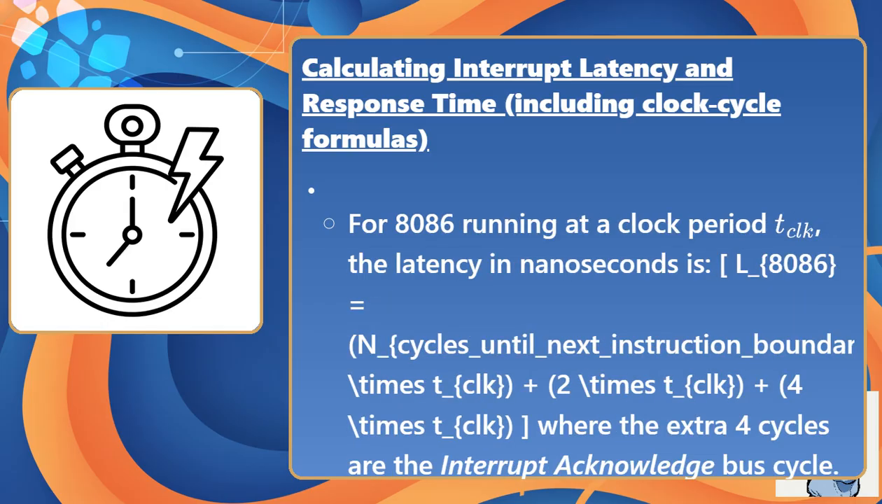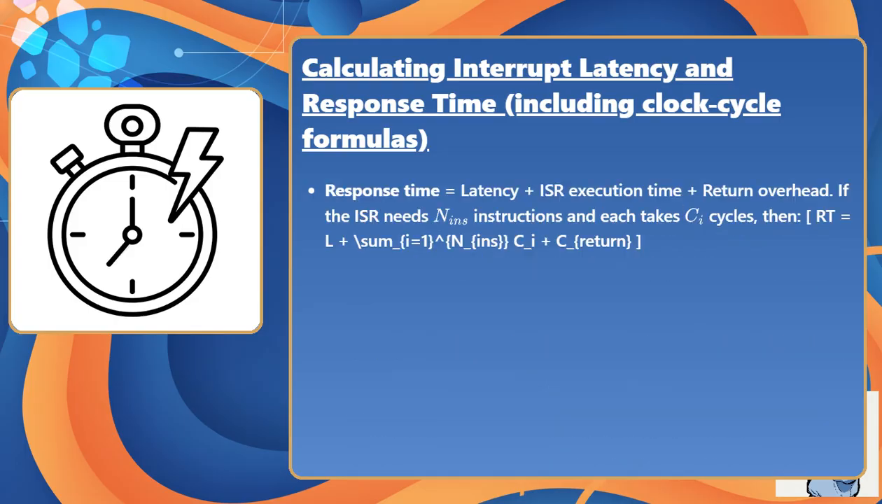For 8086 running at a clock period T_CLK, the latency in nanoseconds is L_8086 equals N_cycles until next instruction boundary times T_CLK, plus 2 times T_CLK, plus 4 times T_CLK, where the extra 4 cycles are the interrupt acknowledge bus cycle. Response time equals latency plus ISR execution time plus return overhead.